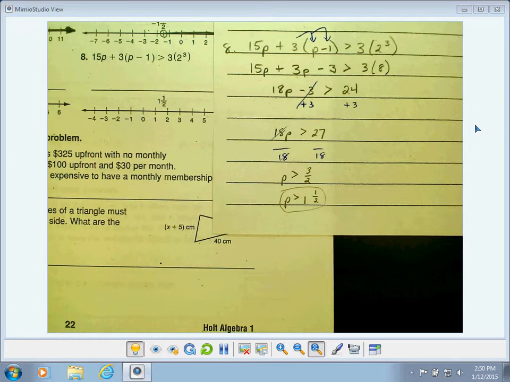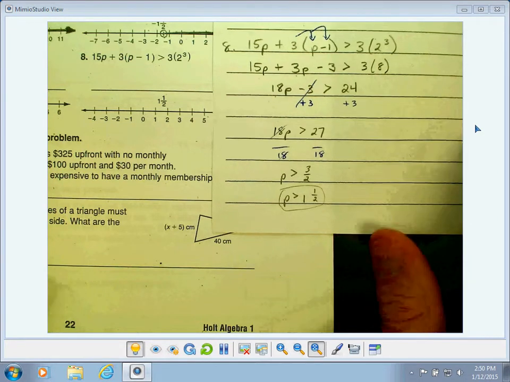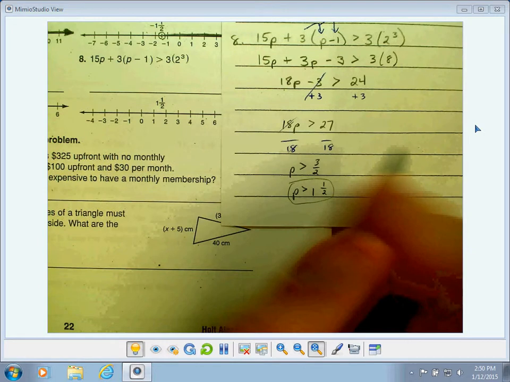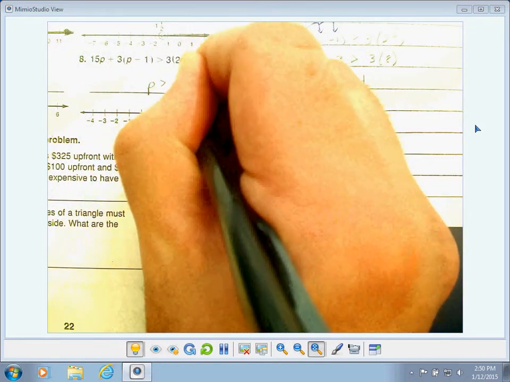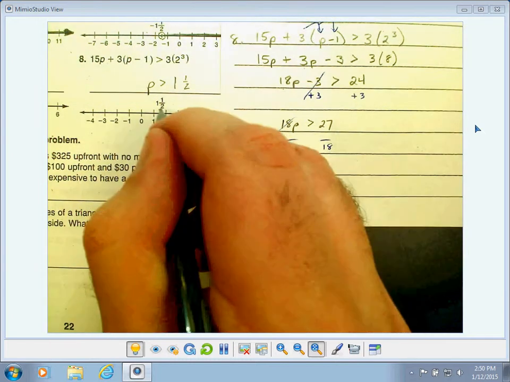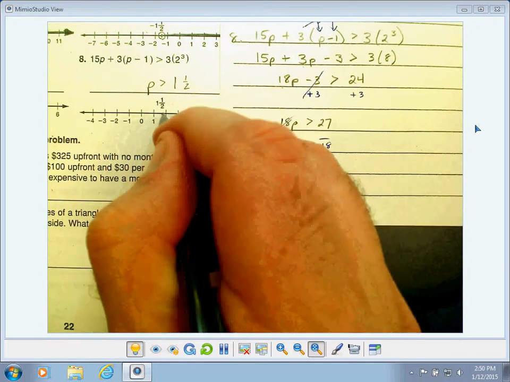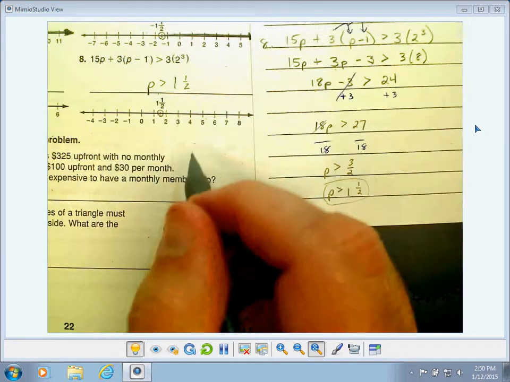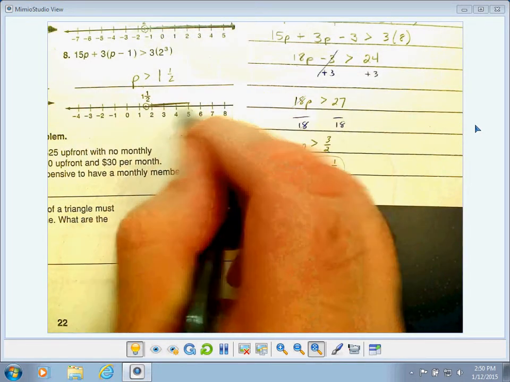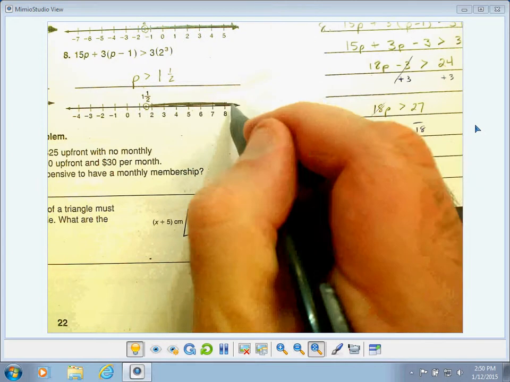Sometimes with these more complex problems, you get answers that don't always work out to perfect whole numbers. So it doesn't hurt to know a little bit about fractions here. But again, if we go over to our paper, p is greater than 1 1/2 is our answer. And there again it is marked on the paper. We want an open circle where that would be, because it's a regular inequality, and greater than shading goes to the right once again.